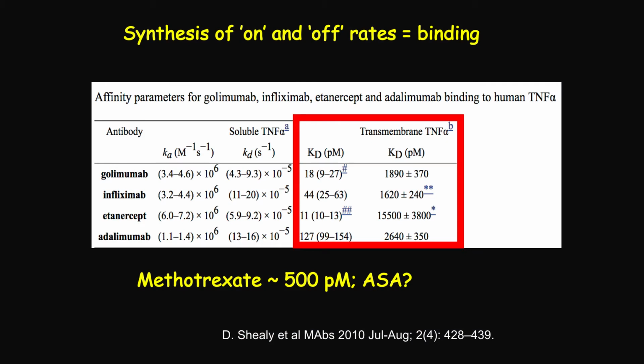Just to put it in comparison, methotrexate for dihydrofolate reductase has a KD of 500 picomolar, so it's quite a bit higher. Aspirin, does anyone know what the affinity constant of the KD for aspirin is? It's irreversible, so it's essentially infinity. Remember, it acetylates the enzyme and does not depart.